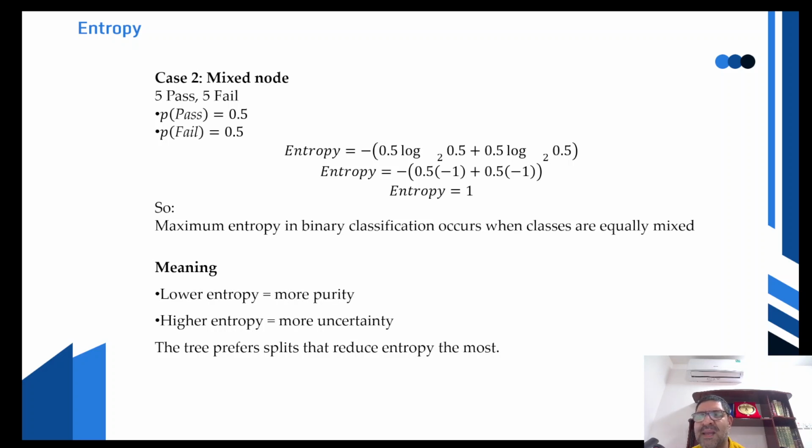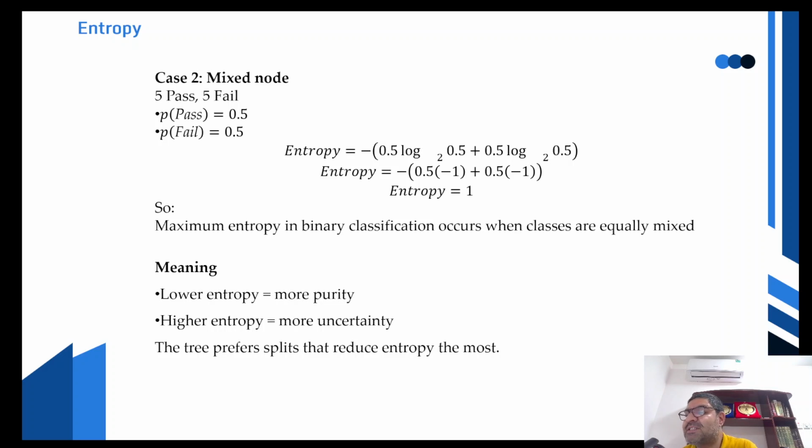That means it's maximum mixed mode. Maximum entropy in binary classification occurs when classes are equally mixed. So when there is an equal mix of classes, we have the maximum entropy, that is 1. Lower entropy means more purity. Higher entropy means more uncertainty. There will be a mixed class.